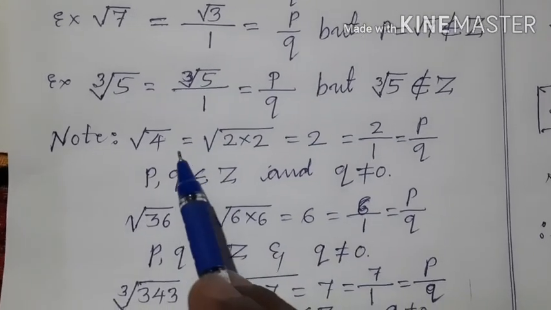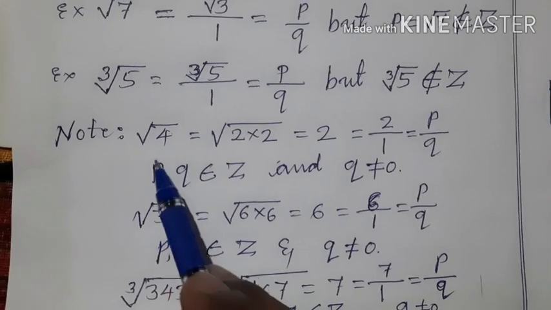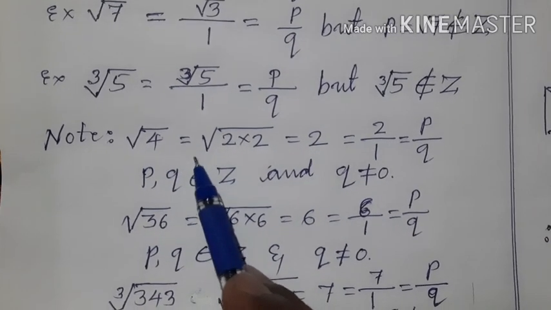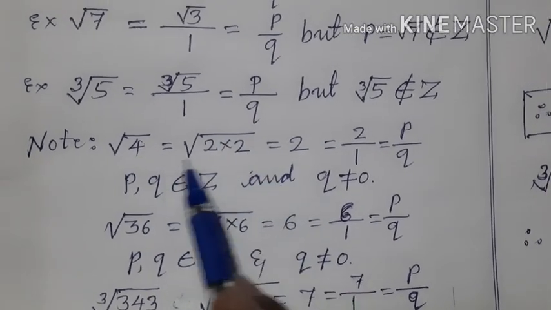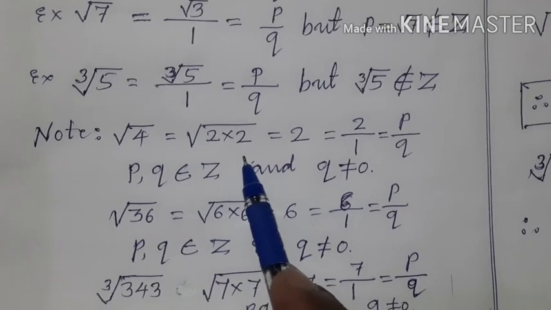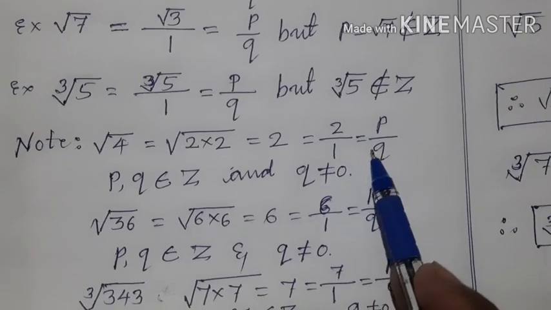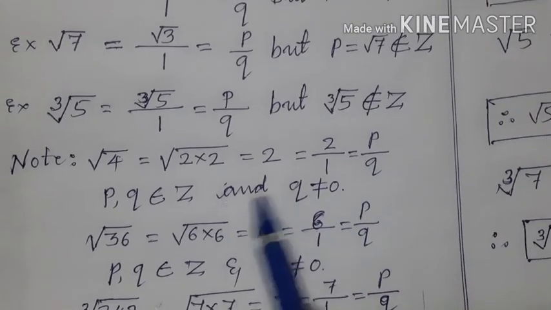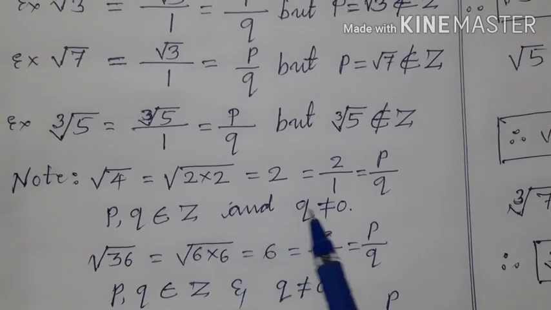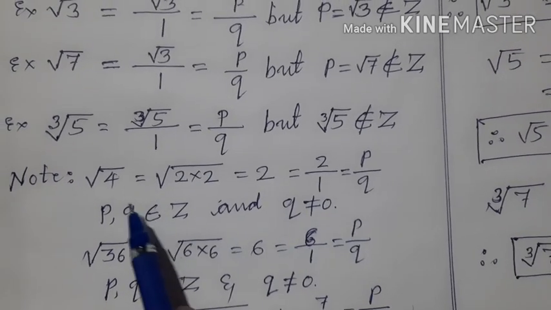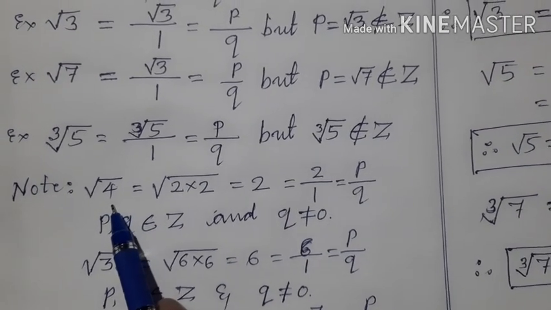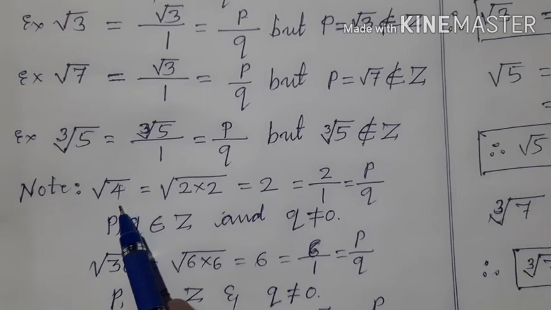Okay, please look at me, children. Square root of 4 is equal to root of 2 into 2. Here 4 is a perfect square. That's why it is equal to 2. And 2 is equal to 2 by 1, which is p by q, where p and q belong to Z and q is not equal to 0. That is why square root of 4 is not an irrational number.